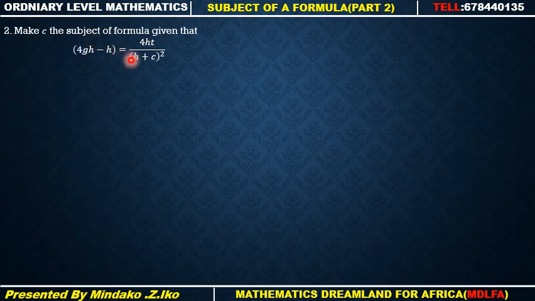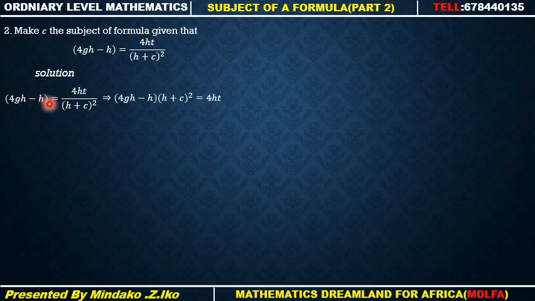Just cross multiply, and at the end of the day, this term, h plus c all squared, will multiply with 4gh minus h. We are going to have that 4gh minus h times h plus c all squared will be equal to 4ht. Now, since I'm interested in making c the subject, I'm not interested in this other term, so I will divide all through by this term. If that happens, I'm going to have h plus c all squared equal to 4ht divided by 4gh minus h.